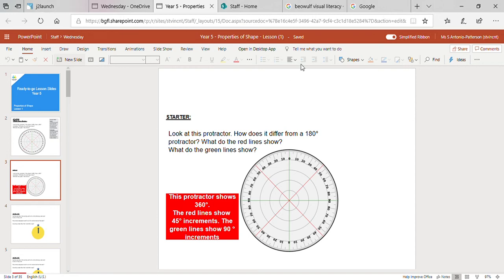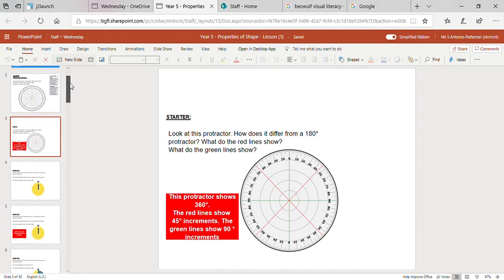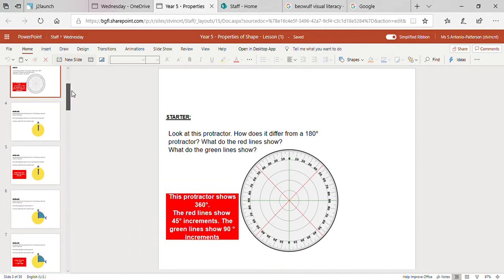Good morning, children. We are back to discuss more about properties of shape and angles, using our knowledge of shape to calculate angles. So I'm going to quickly whiz through what we discussed yesterday and then focus on using our knowledge of this to calculate missing angles.